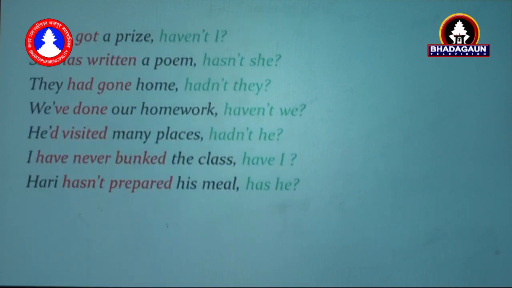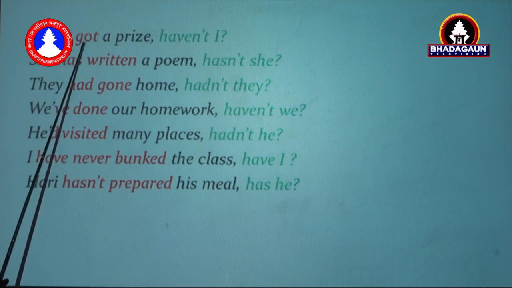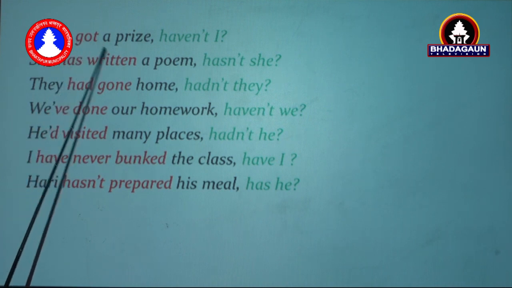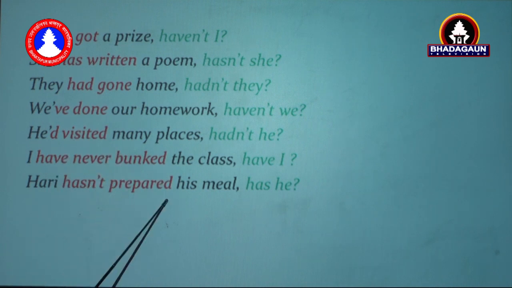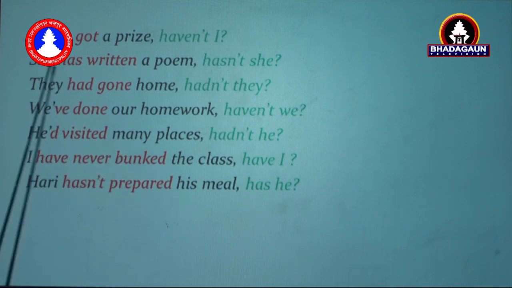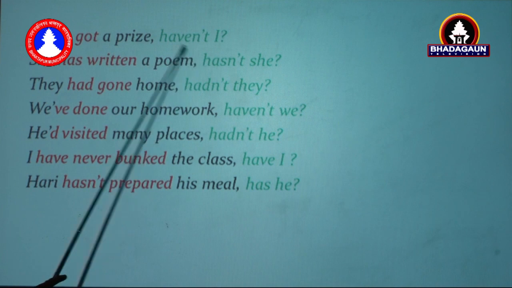So now see these examples. Here you can see have, has, had, but after have, has, had, we cannot see a noun phrase, we see the verb 3. Got, written, gone, done, visited, bunked, prepared. So in this case, there is no noun phrase. In this case, we use the same auxiliary verb have, has, had.